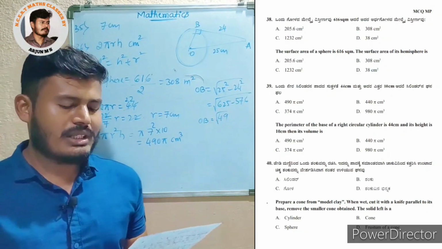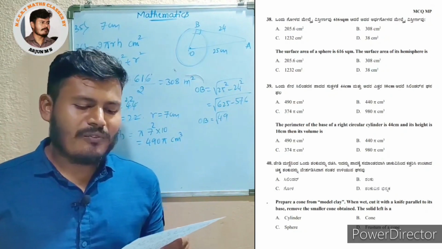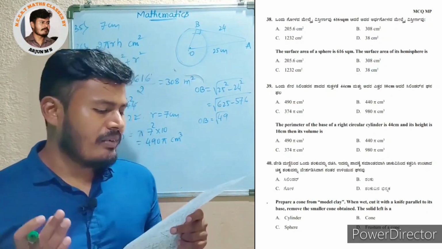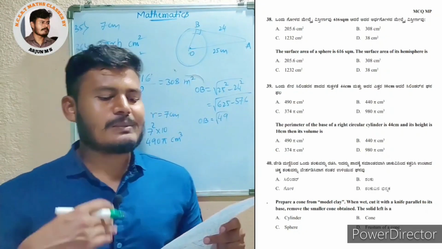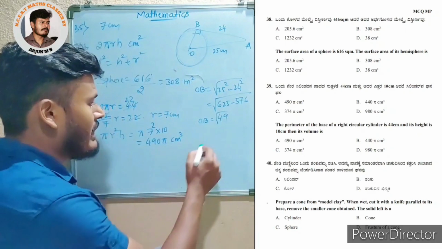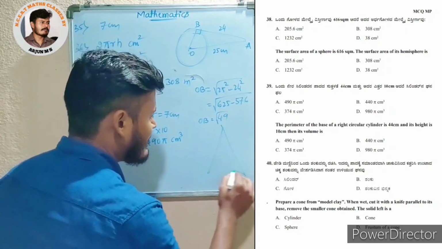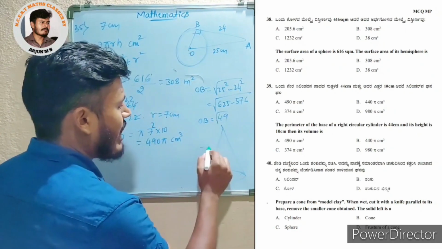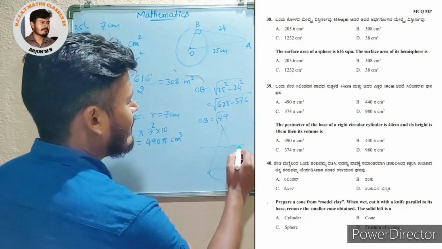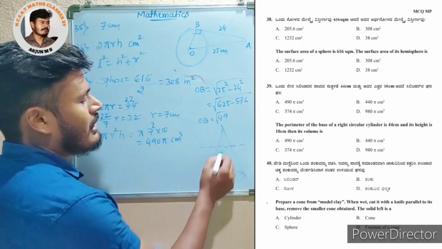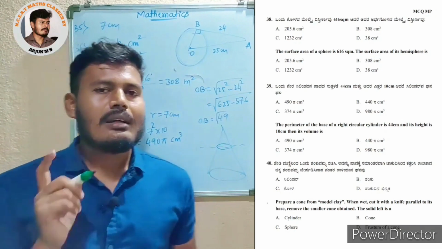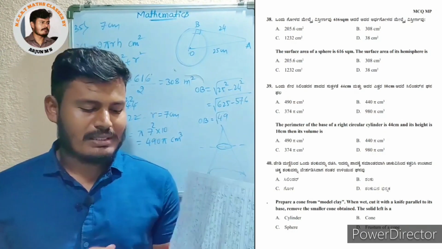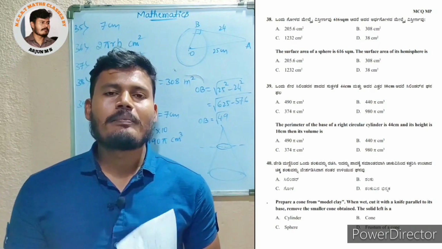So then the 40th question and last question. Prepare a cone from model clay. When wet, cut it with a knife parallel to its base. Remove the smaller cone obtained, then the solid is. You just observe here. This is the original cone. We have to cut here parallel to the base of the cone. Then the remaining solid is called a frustum of a cone. Option D, frustum of a cone, is the correct answer.